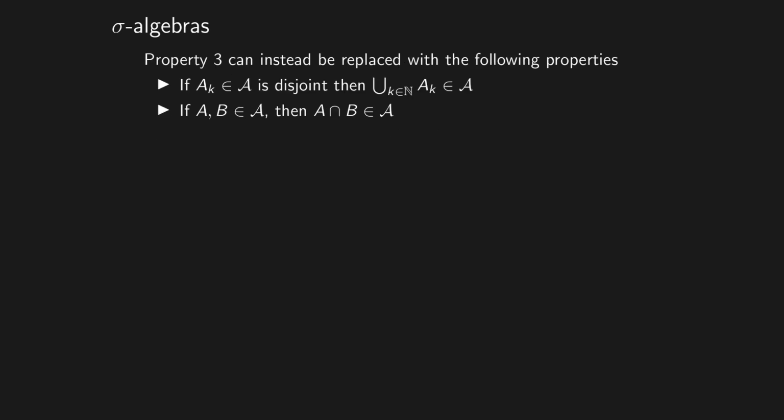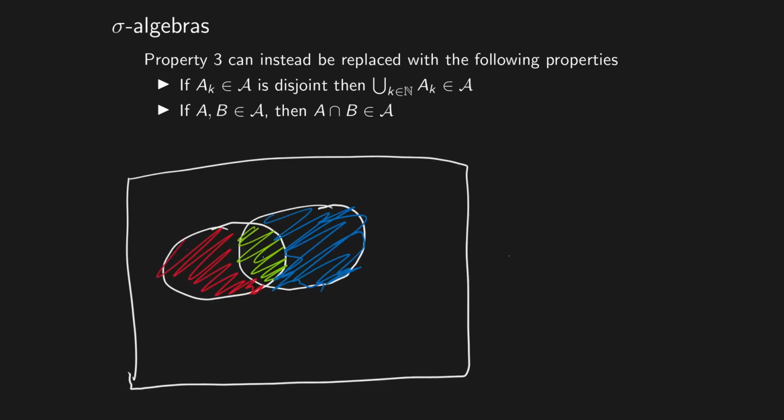We can actually replace property 3 with two other equivalent properties. The first is that if we have a collection of subsets and we restrict it to be disjoint, then the union has to be in our sigma algebra. And the second is that if we have two sets, A and B, in our sigma algebra, then the intersection also has to be in our sigma algebra.